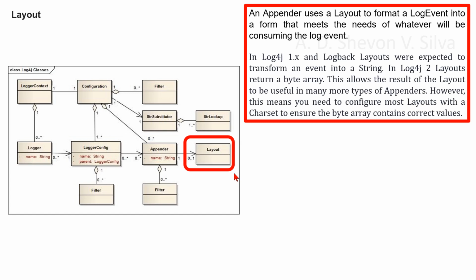In Log4j 1.x and Logback, layouts were expected to transform an event into a string. In Log4j 2, layouts return a byte array. This allows the result of the layout to be useful in many more types of appenders. However, this means you need to configure most layouts with a charset to ensure the byte array contains correct values.